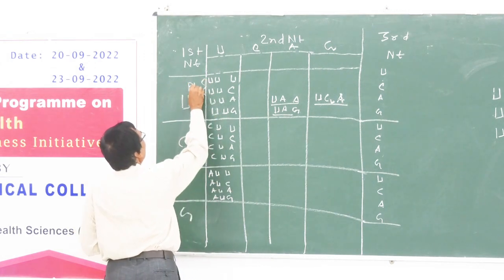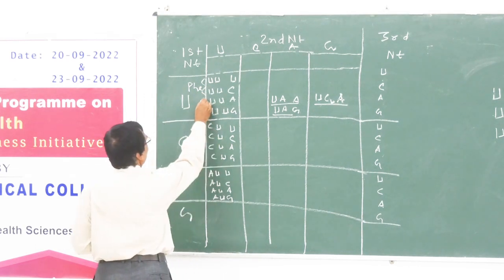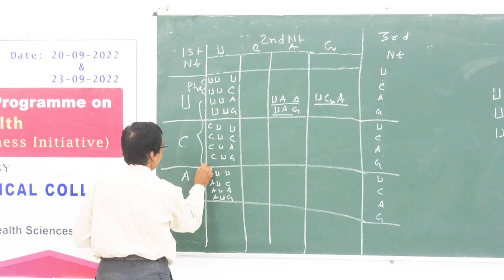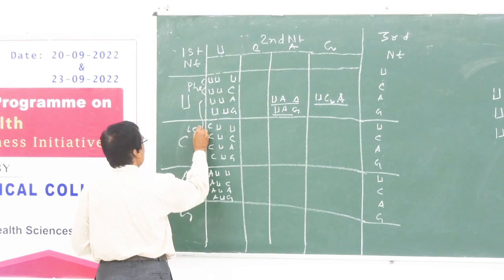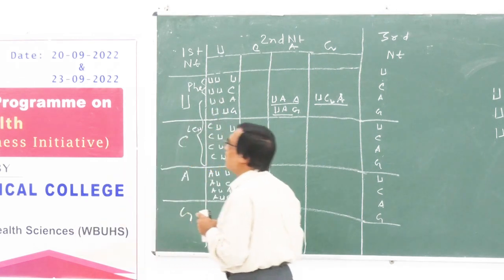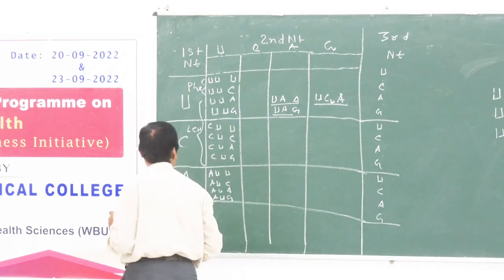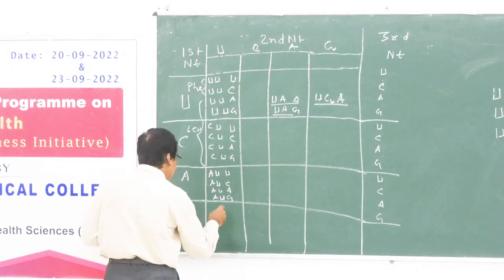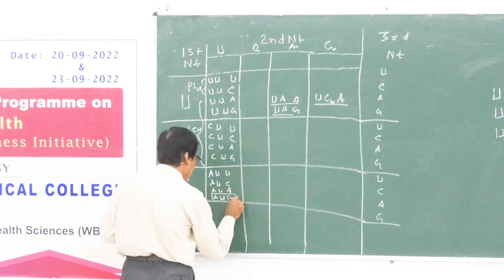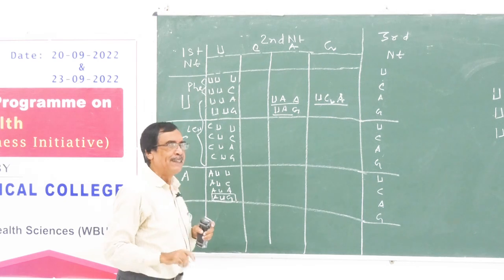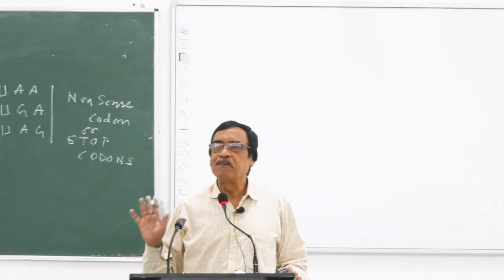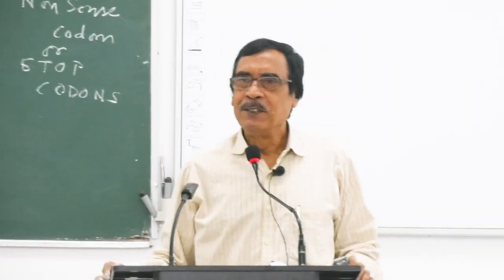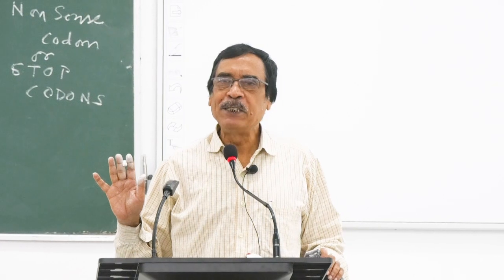This is for phenylalanine, and all these 6 codons are for leucine. AUG is a very important codon. AUG is the start codon. Any translation starts from this codon, and this codes for methionine. AUG is the first codon or start codon, which is decoded into methionine.